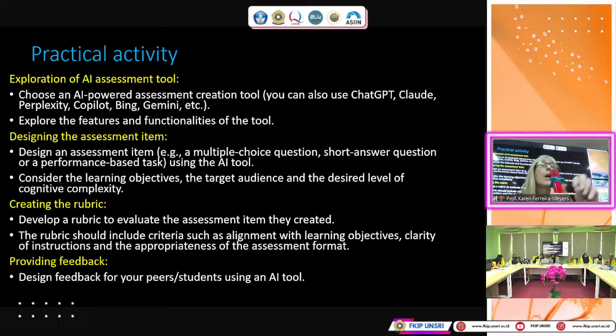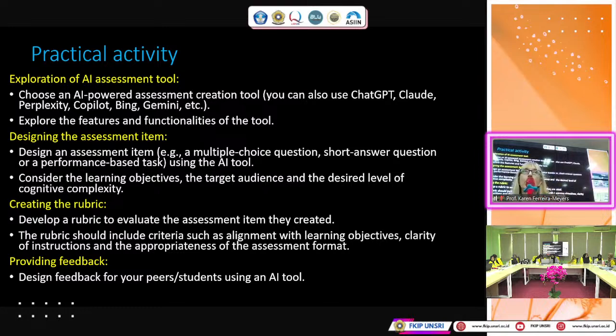Then you are going to design an assessment item. It could be a multiple choice question, it could be a short question. Ideally, it would be a performance-based task. And to design that, you will use that AI tool. Remember to think of the learning objectives, or maybe you are talking about learning outcomes. I don't know what language you use here, it could be either.